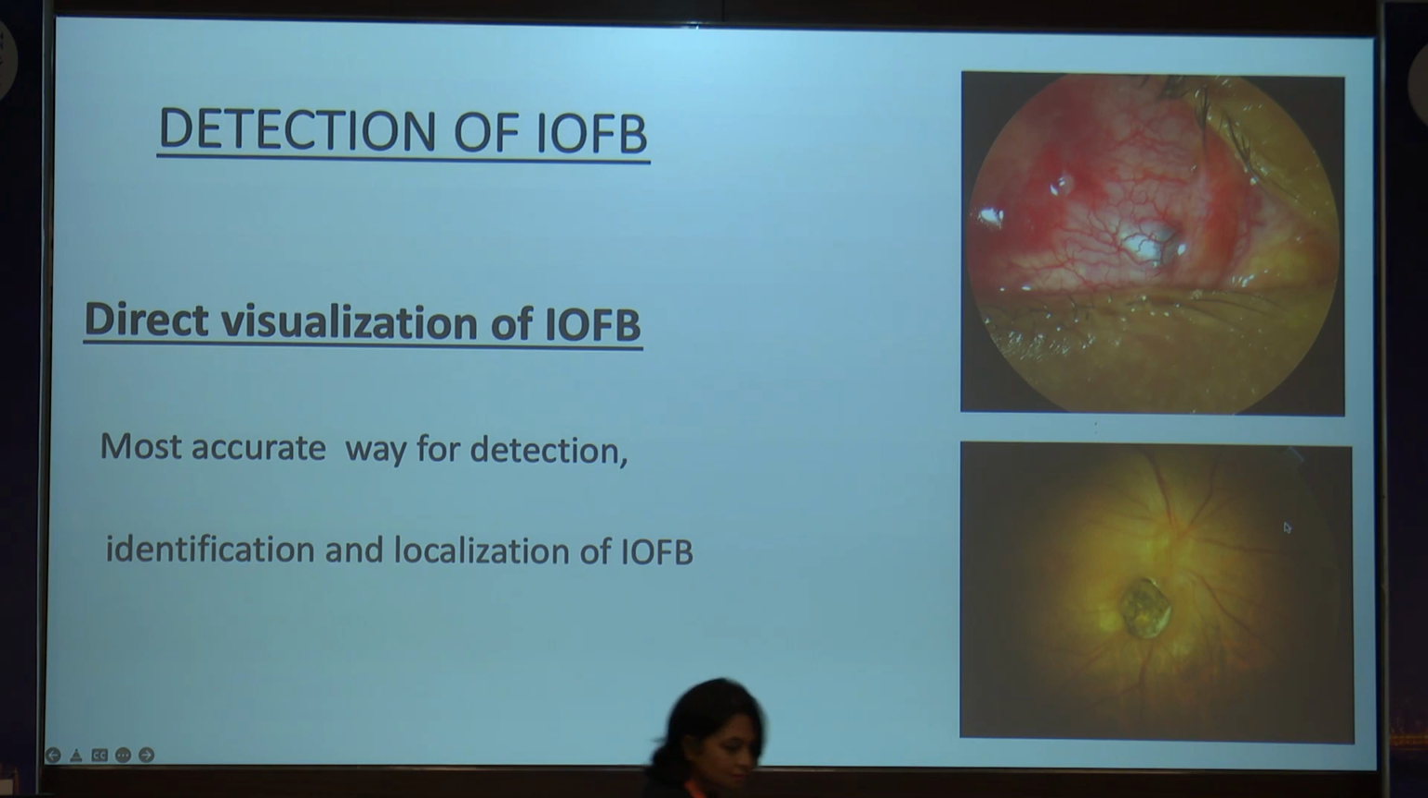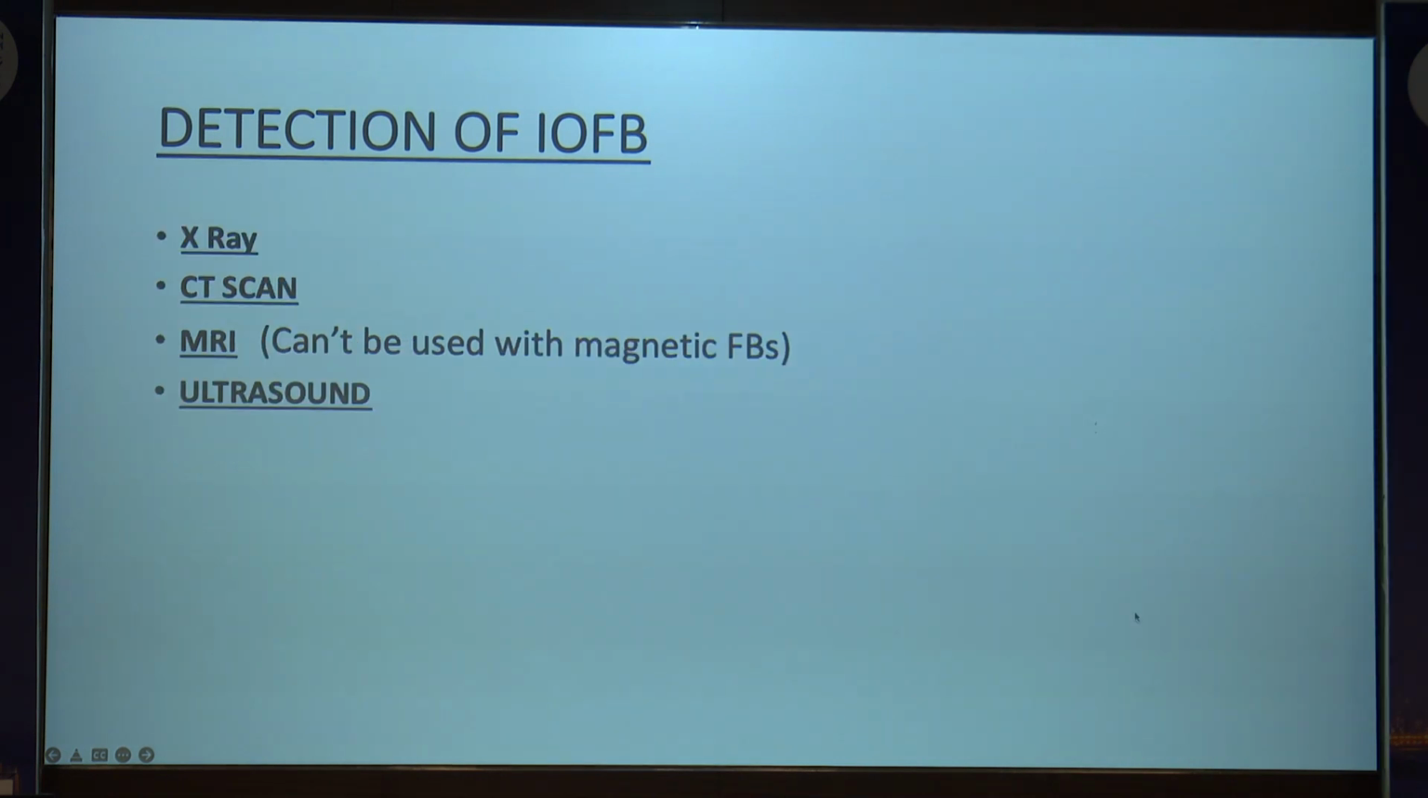So how do you detect foreign bodies? Obviously direct visualization would be the best bet. It could be seen externally. You can see a foreign body here, or inside the eye on the retina you can see one sitting quietly here. Dr. Sonal is going to cover more details about the various imaging techniques, so I'm not going to get much into it.